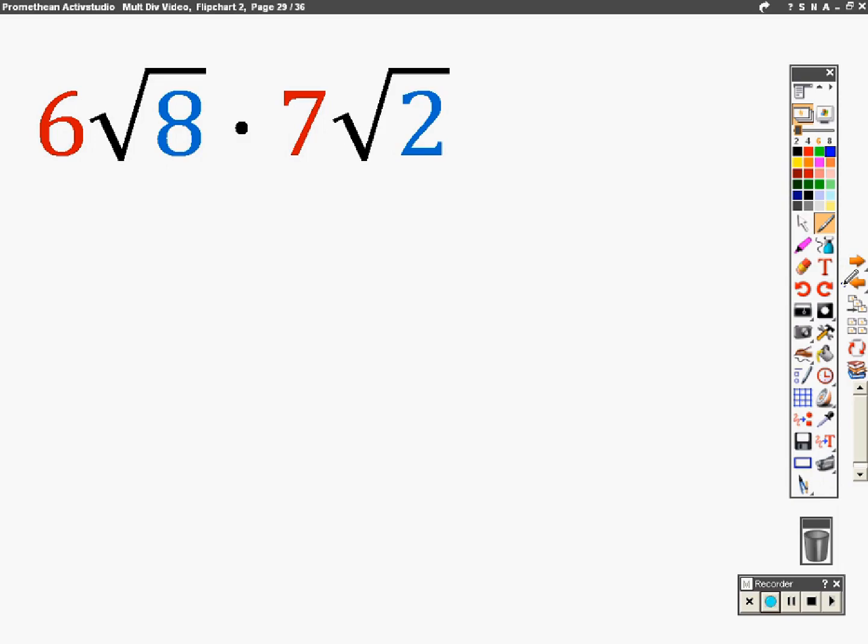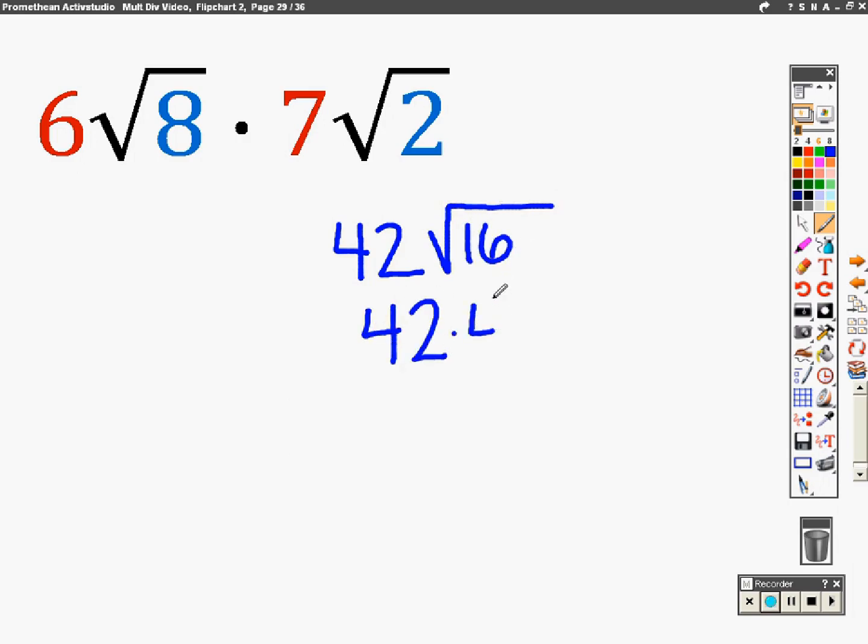Let's try a different one. Remember our big idea. The 6 and the 7 multiply together to give me 42, and the 8 and the 2 multiply together to give me square root of 16, which is a perfect square. This is equivalent to 42 times 4, or 168. I love it when these work out.